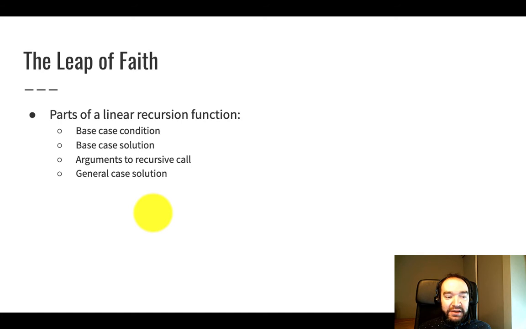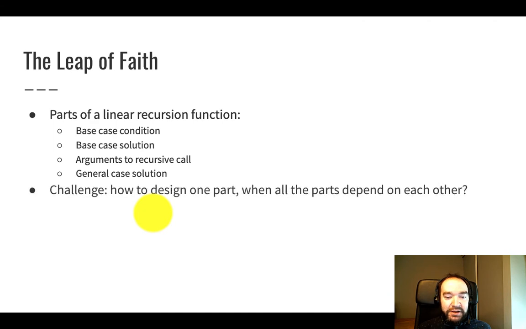And finally, the way that you calculate the solution in the general case is also something that has to be designed. Here's a challenge. How do you design one of those parts when all the other parts depend on each other? You won't be able to get a function like this to compile or run until all 4 parts are written. So how do you write one part?